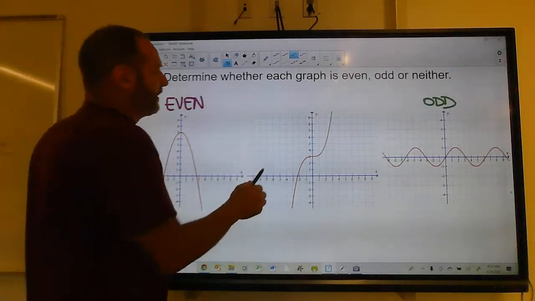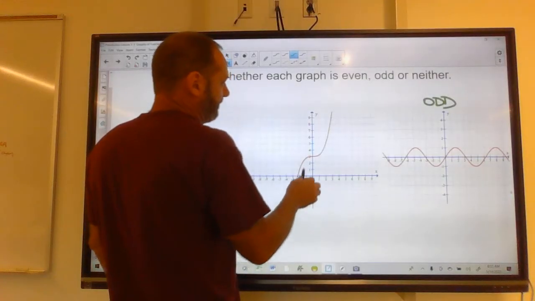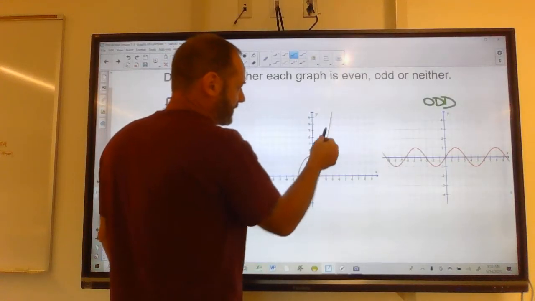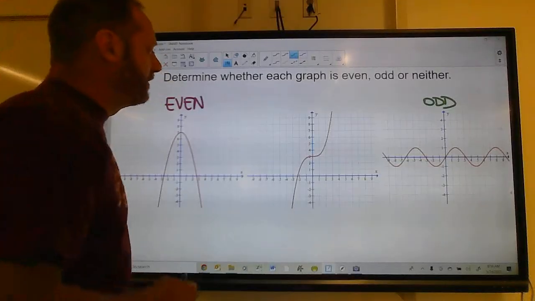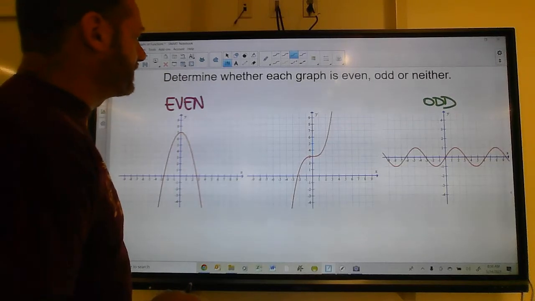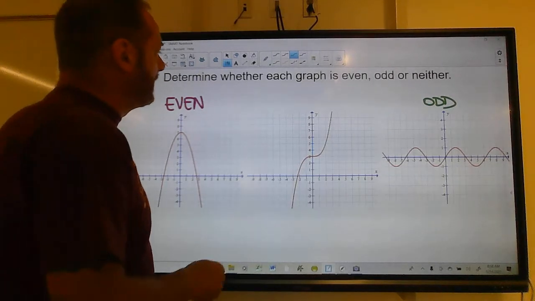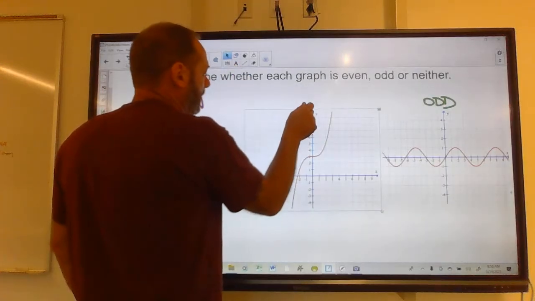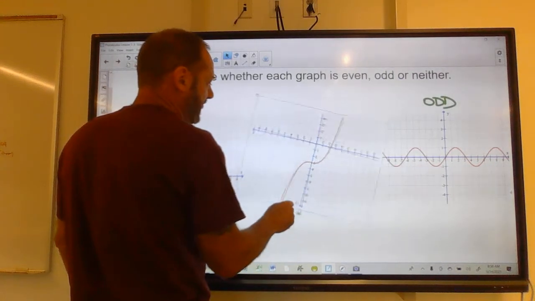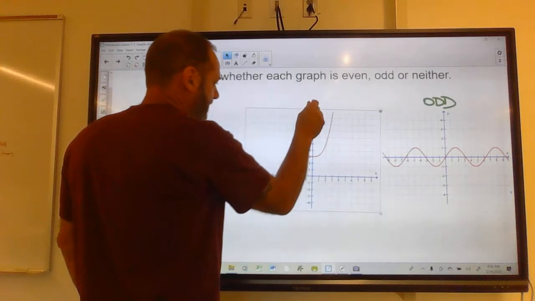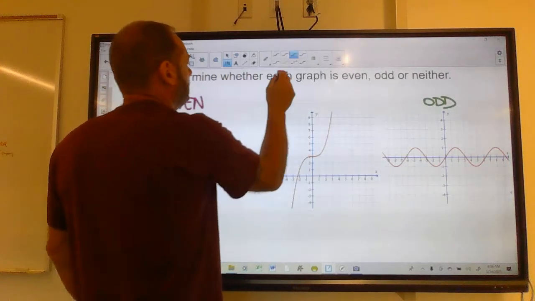Okay, this one right here, it's not even because it's not symmetric to the y-axis, because otherwise this would be over here and this would be over here, right? Would also be in those places. And if I take this and I try to rotate it, well, now it's below the x-axis. It's not above the x-axis like it was right here. So it's not symmetric to the origin either. So this thing is neither.